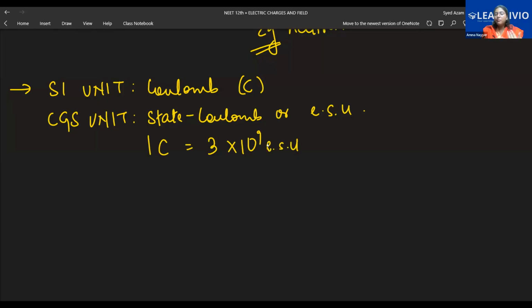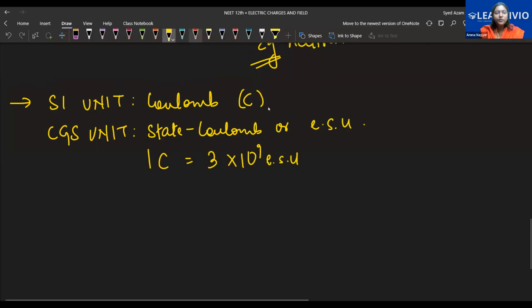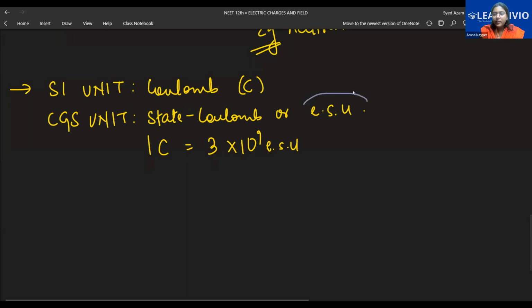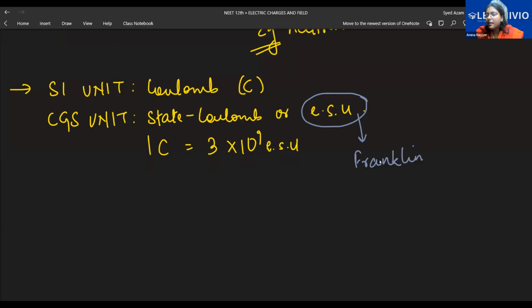Apart from this, remember this unit ESU, electrostatic unit, is also known as Franklin. So if a question has the term Franklin, this is actually the CGS unit of charge itself, which is ESU, stat coulomb. And this ESU only has another name, that is Franklin. Benjamin Franklin was the scientist, so because of him this name was given.